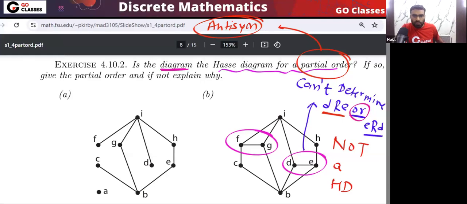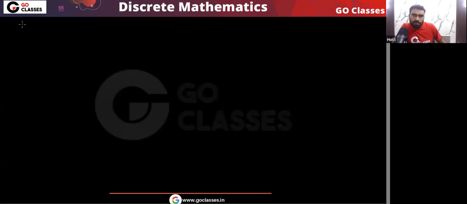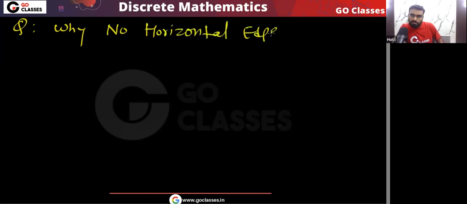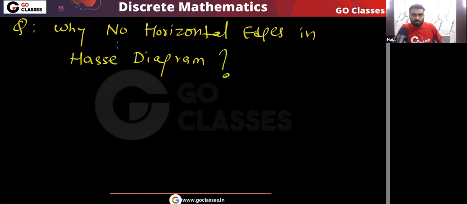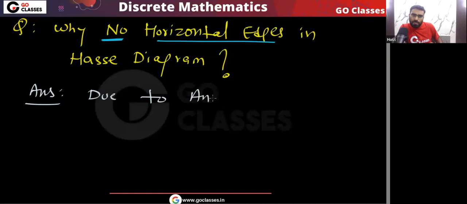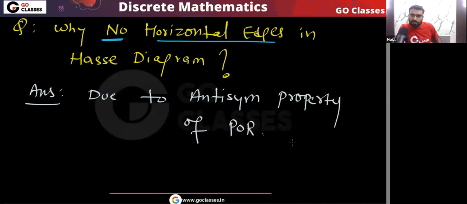So if someone asks you why no horizontal edges in the Hasse diagram, what will your answer be? Because of which property? Okay, the answer is because of the antisymmetric property of a partial order relation. Okay, is this clear? Very simple.